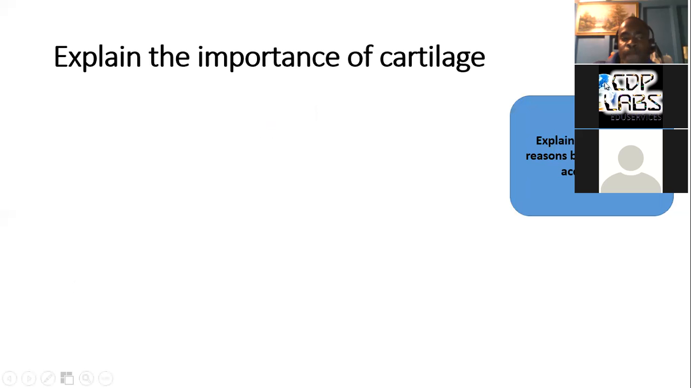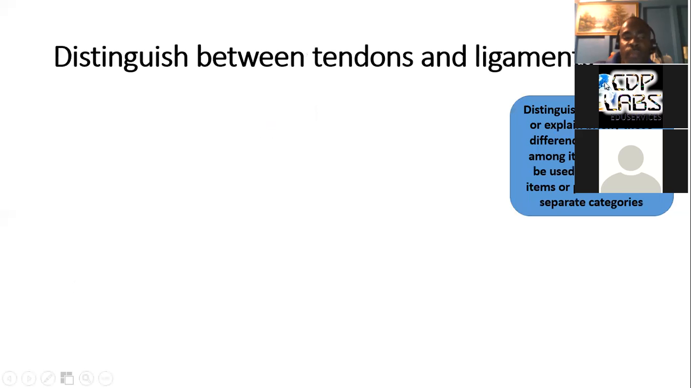Now we know what distinguish means. Here again is the same procedure we use. Distinguish between tendons and ligaments. I would like Alia to make this distinction for me, please. The tendons attach muscle to bones and bones to muscle, and the ligaments attach bones to bones, holding them together.